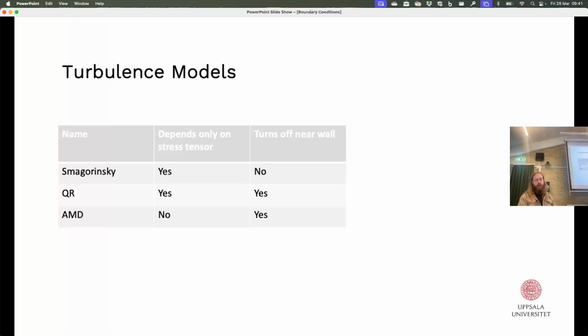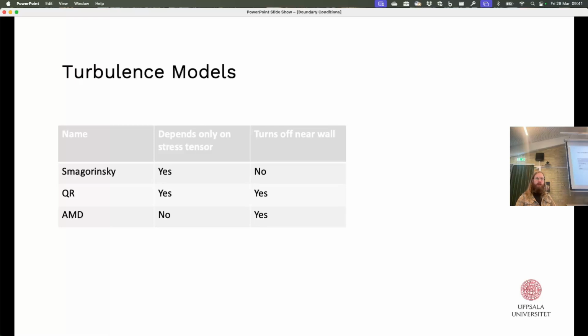The anisotropic in anisotropic minimum dissipation comes from it being made for anisotropic grids. But we don't have anisotropic grids, we have isotropic grids. So we went back to the original model, which is called the QR model. The Q stands for the second invariant of the stress tensor, and the R is the third invariant of the stress tensor. So it only uses the stress tensor, and it's a really good model, so we use this. We actually compute this in the kernel, so it comes at no additional cost.